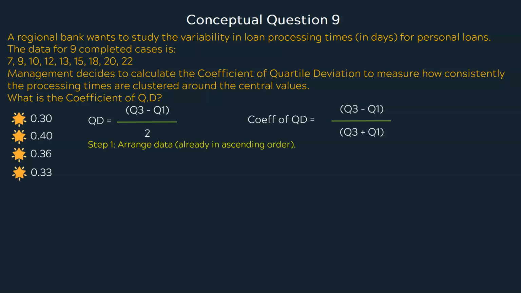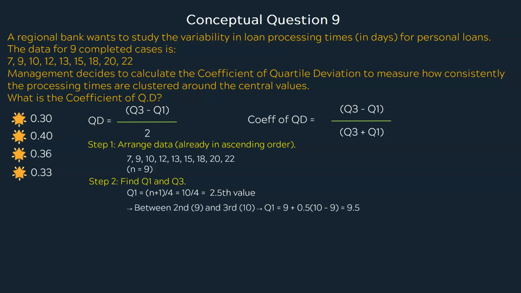Now step 1 is arranging the data, and if you see carefully, the given data is already in ascending order. So the number of values, that is n, equals 9. Then in step 2, we will find the values of Q1 and Q3. Now we have already seen Q1 equals (n plus 1) divided by 4 equals 10 by 4, that is the 2.5th value, which lies between the second value, that is 9, and the third value, that is 10. Which implies Q1 is simply 9 plus 0.5 multiplied by (10 minus 9) equals 9.5.